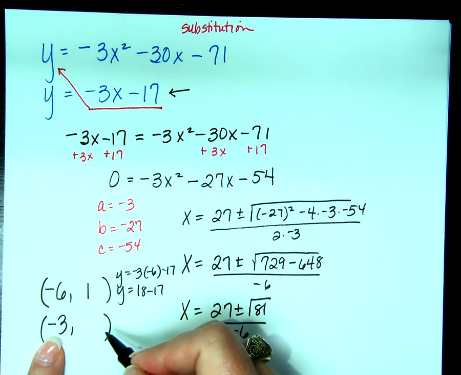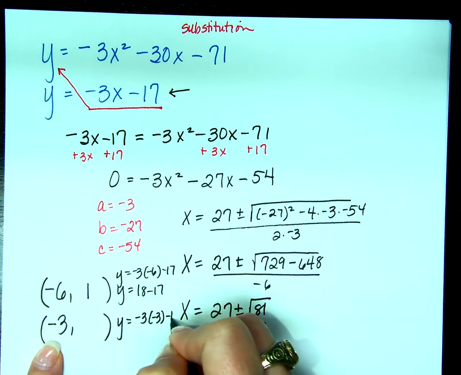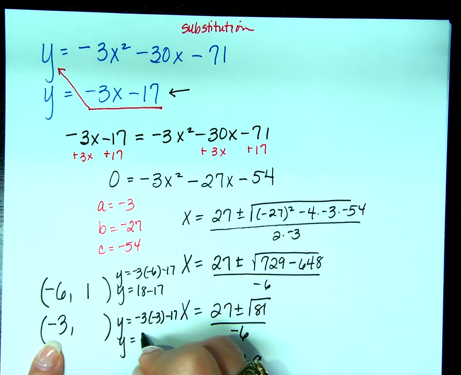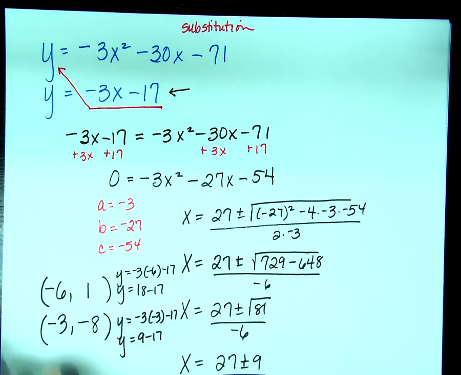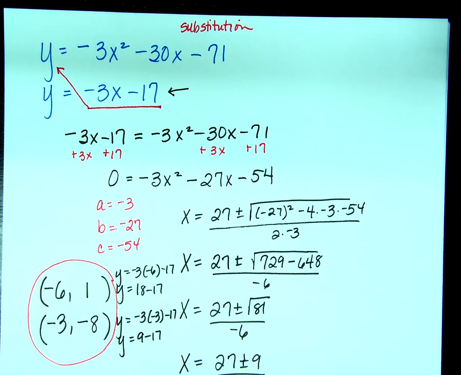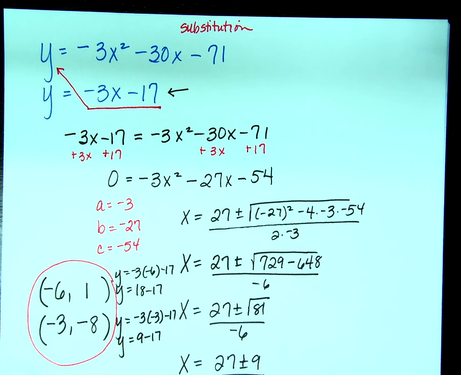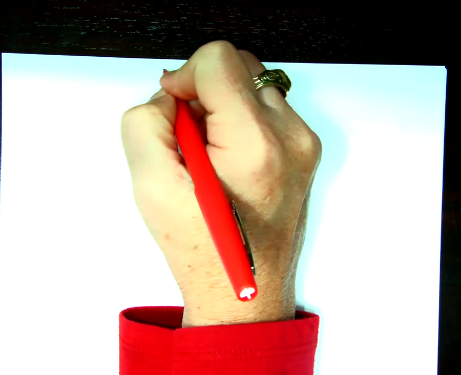And then we have a -3, right? So y equals -3 times -3 minus 17. Or y equals 9 minus 17, which is negative 8. This is my solution right here. Okay? You good with that? Good? Okay, awesome. Since we did substitution first, what are we going to do this time?